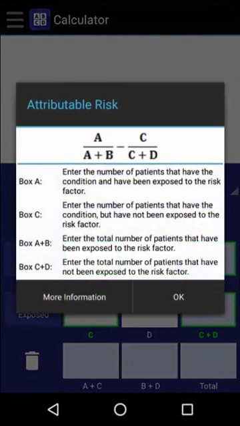When we have the necessary values, we can calculate the attributable risk by subtracting the incidence of the condition in those who were exposed, A over A plus B, by the incidence of the condition in those who were not exposed, C over C plus D.